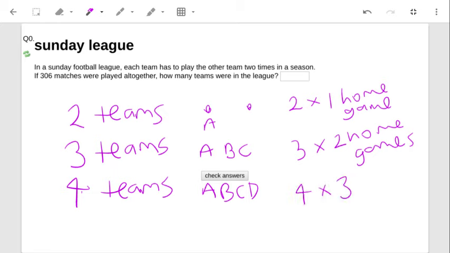So to work out the total number of matches, you multiply the teams by 1 less than that number. So for example, if there were 10 teams, I would do 10 times 9, and that would give me 90 games. So I'm not really that close. I need to basically guess until I get to a closer number.